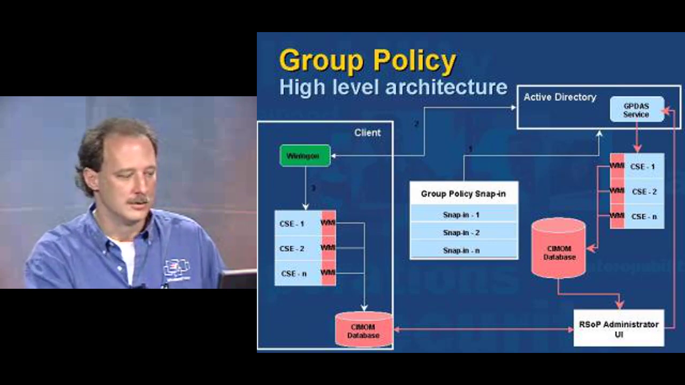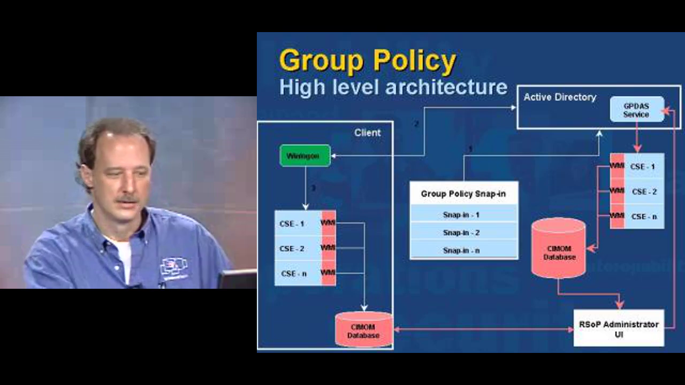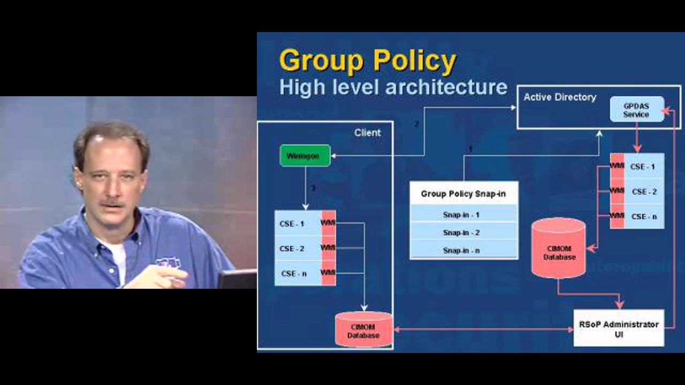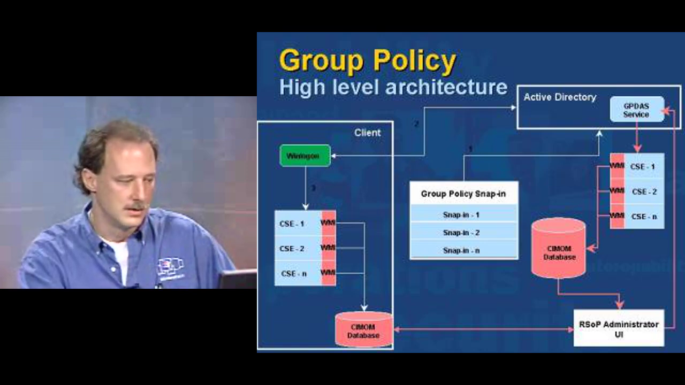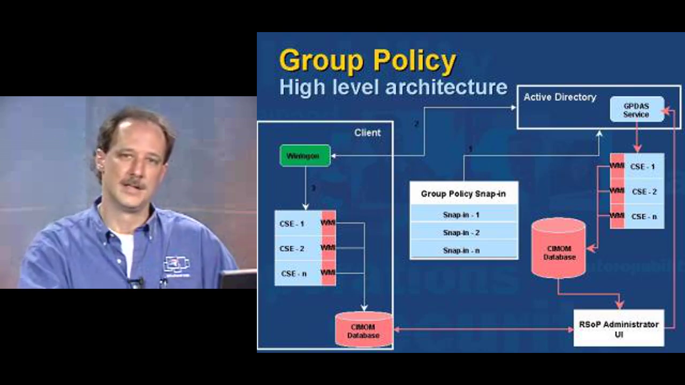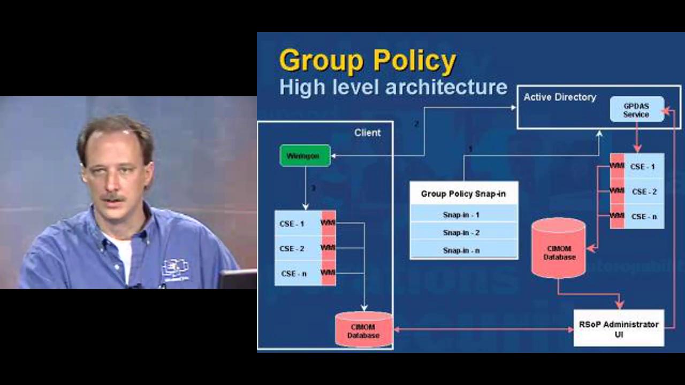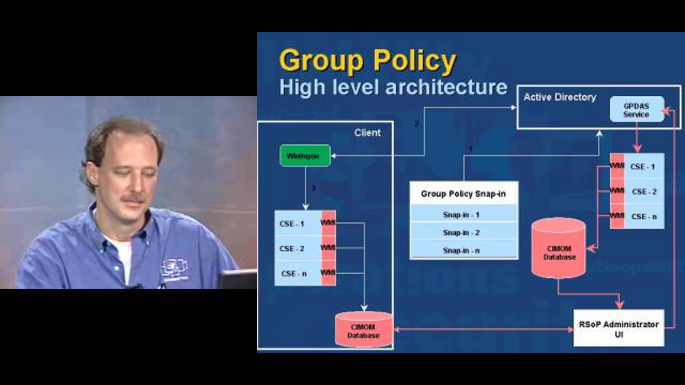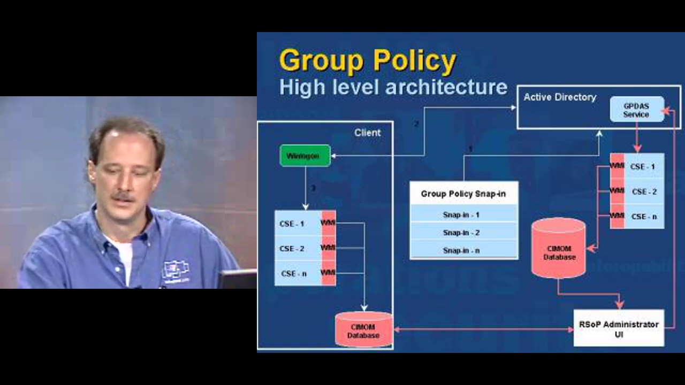The client, using WinLogon, again, calls each of these client-side extensions. And here are the additions. We've added the GPDAS service on the Active Directory side, and you see in red the WMI additions to the current infrastructure. So on the left-hand side for the client, you'll see that each of the client-side extensions have been enabled to report to WMI into the database, and also the snap-ins to the group policy snap-in have been enabled with WMI to report into the CIMOM database, and again go back to the administrator UI.